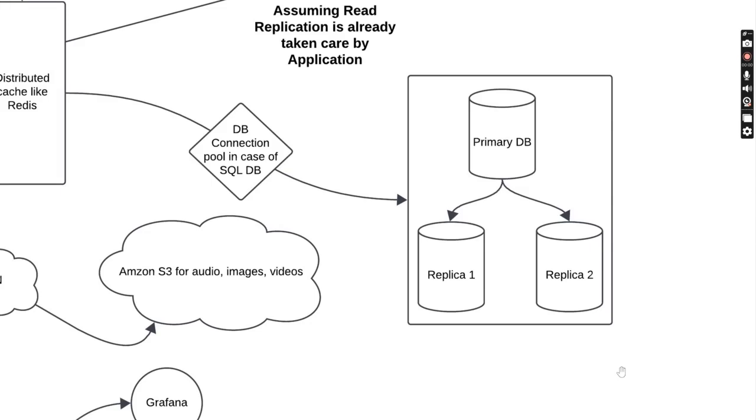Okay, so let's discuss the database side of things. Let's discuss this component that we have here. In this component, we can see that we have a primary database instance and two replica instances. So the question is, how does that even work? What is the role of the primary? What is the role of the replica here?